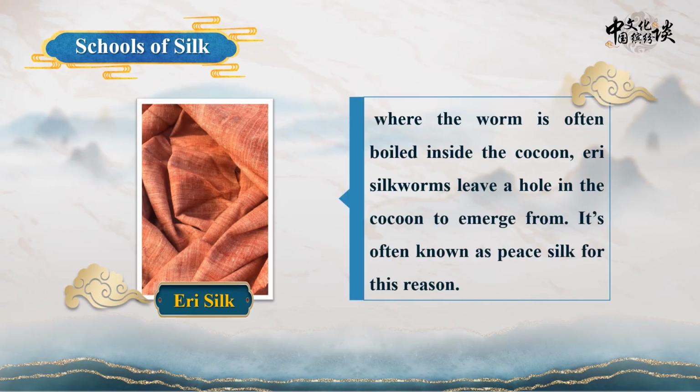And the next one is Eri silk. Eri silk is made in India. Unlike other types, where the worm is often boiled inside the cocoon, Eri silkworms leave a hole in the cocoon to emerge from. It is often known as peace silk for this reason. It's particularly prized among Buddhists and vegans because it can be made without harming the animal.